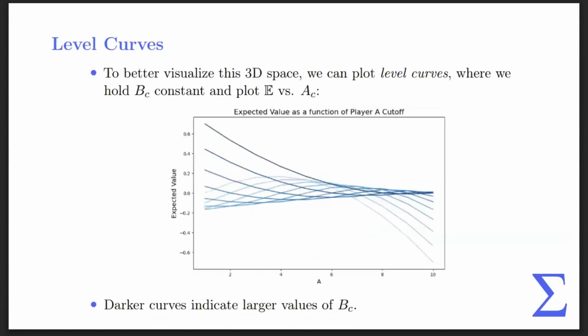This can be pretty difficult to visualize, so I've also plotted some level curves. What level curves are is I fixed player B's cutoff, and I plotted player A's cutoff as a function of their expected payout. The darker values indicate larger values of player B's cutoff. You'll notice that when player B has a really high cutoff, it's optimal for player A to choose 1 as their cutoff value. But that's not always the case. If you can make out this main line here, it's somewhere over here. So it's not always 1, but it is 1 for a decent number of player B cutoffs.